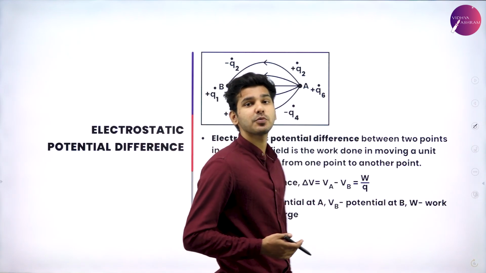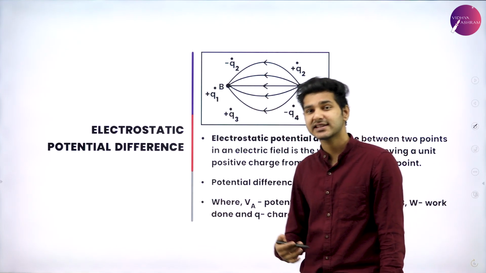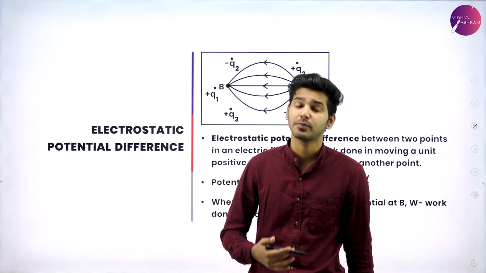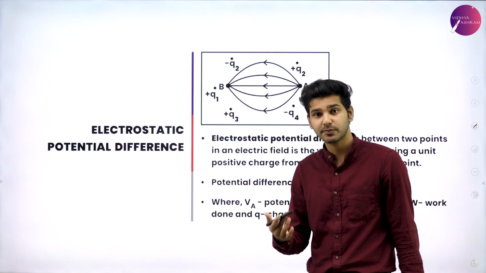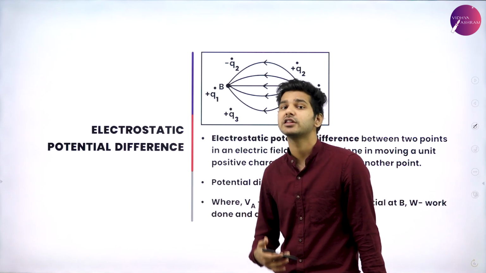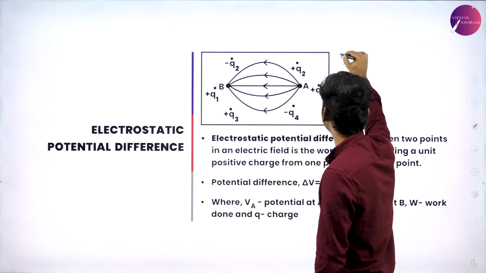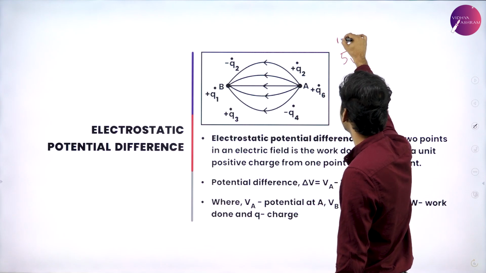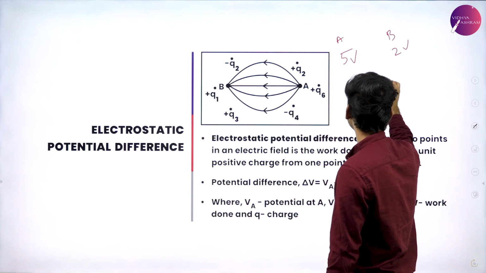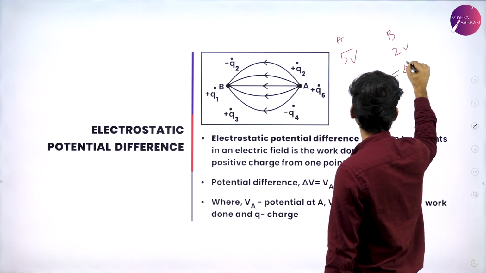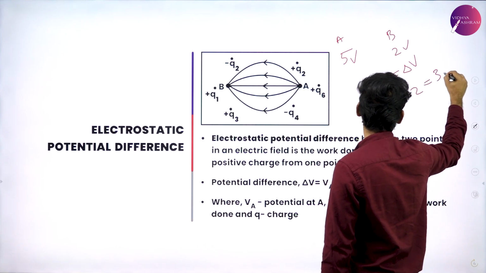And coming to electrostatic potential difference, it is just the difference between point A and point B. Let's say that point A has a particular potential and point B has a particular potential. Then we can say that the potential difference between those 2 points is given by the higher value minus the lower value. That is, if point A has a potential of 5 volts and point B has a potential of 2 volts, then VA minus VB is the potential difference, which is 5 minus 2, which is nothing but 3 volts.